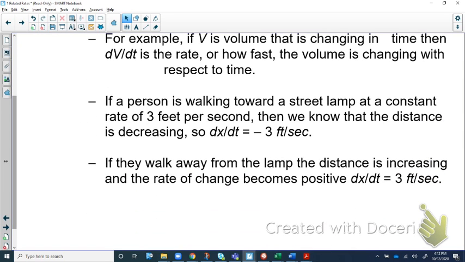The last two things here are talking about how an object relates to a fixed point. If you are walking towards a fixed point, then the distance between that point and you is decreasing. So that's why we have a negative 3 feet per second there. And if you are walking away from a fixed point, then the distance is increasing, which is why it is a positive in the last example at the bottom. Now pay attention to how they're including the units. If you're given units in the problem, you better have units in your answers.